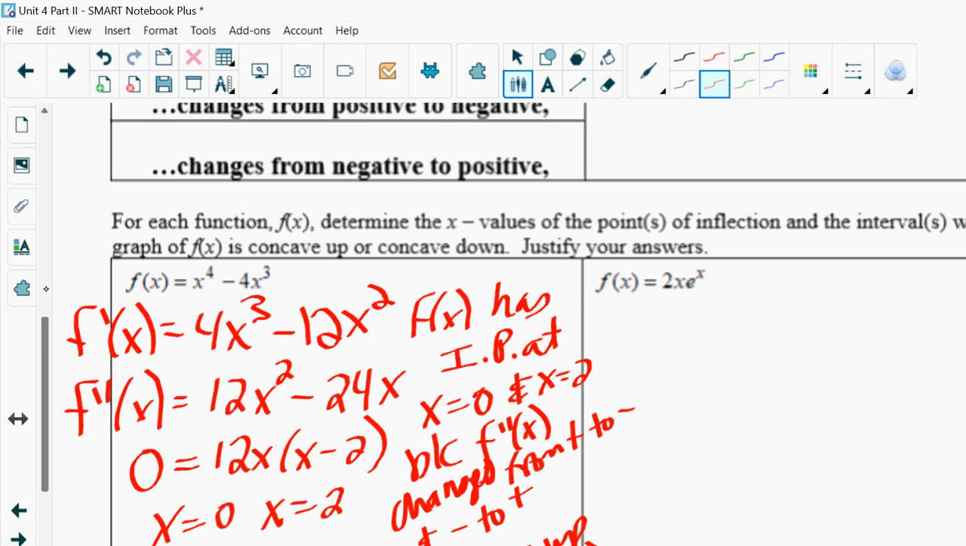The product rule. And so if I was doing this, I'm going to think of 2x as the first function, and I'm going to think of e to the x as the second function. So when I take the derivative, 2x is 2, leave the e alone, plus 2x, and the derivative of e to the x is e to the x. But if we're talking about inflection points and concave up and concave down, we got to take the derivative again. So I'm just going to go again.